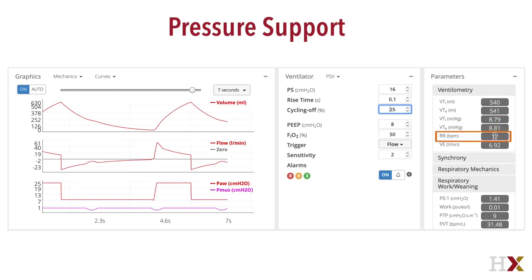Now, it's only picking up 17 breaths per minute, but the patient that I've set up here is actually breathing 28 breaths per minute. So they're a little bit tachypneic. So the tidal volumes they're probably bringing in would be a little bit lower than this for sure. So let's see what happens when we reduce the pressure support.